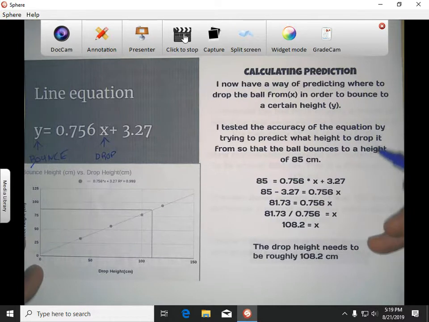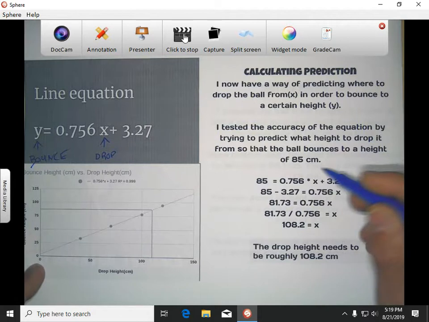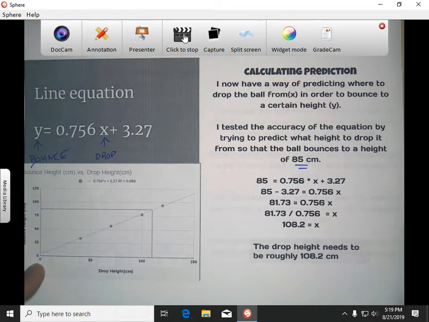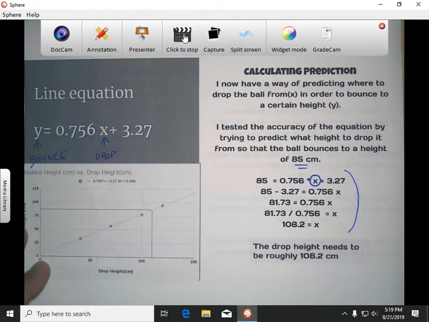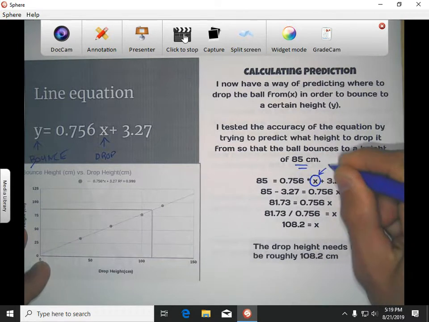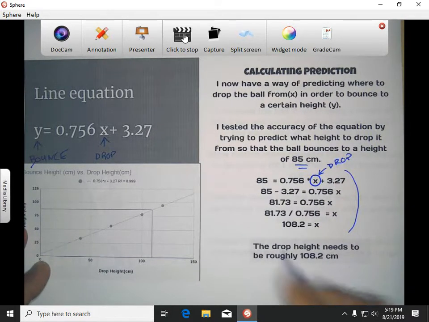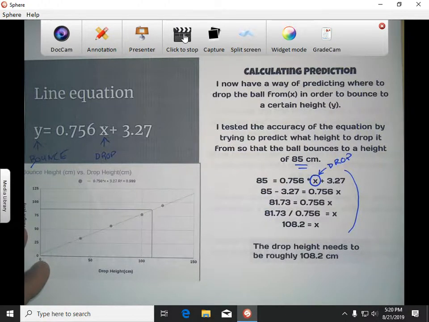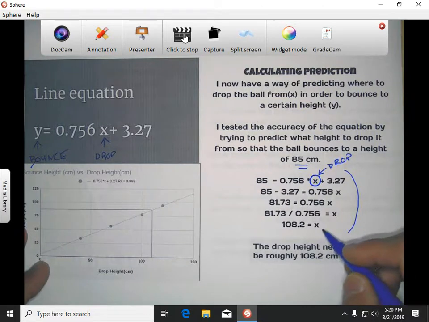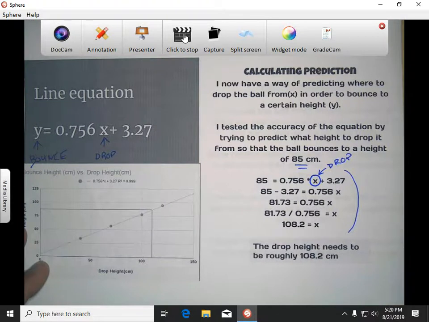I tested the accuracy of the equation by trying to predict what height to drop the ball from so it goes to a height of 85 centimeters. So that was my testing height. And all this stuff is just kind of the math, and what I'm trying to do is solve for x. I'm trying to solve for the drop height if I know that I want it to bounce to 85 centimeters. And so this is just algebra, and then you can solve for it, and you find out that the drop height should be 108.2 centimeters. Should be. And so that was my prediction.